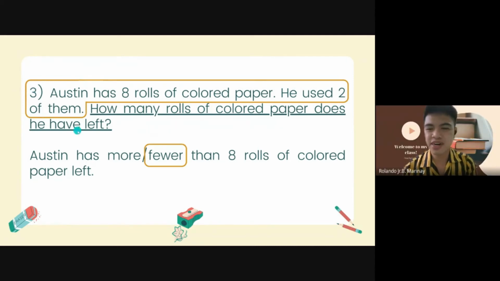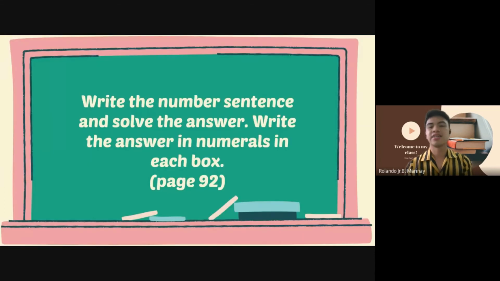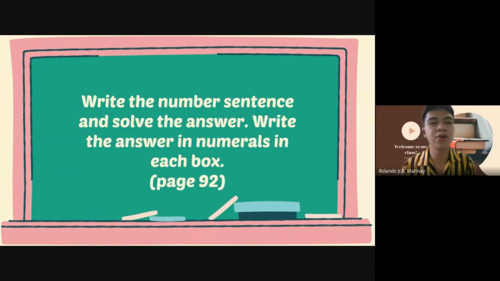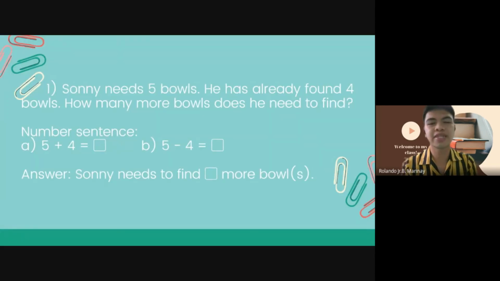Okay, so let's move on. I think everybody's finished. In this part, still on page 92, we're going to write the number sentence and solve the answer. Write the answer in numerals in each box. We write the number sentence, kids, and then the final answer will be written in the box. The first problem: Sunny needs 5 bowls. He has already found 4 bowls. How many more bowls does he need to find?